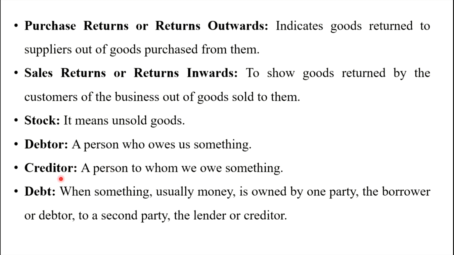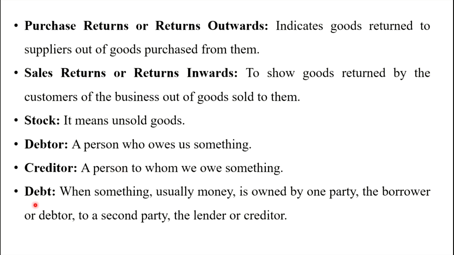Similarly, when we purchase anything on credit, that is our creditors. Creditors means a person to whom we owe something, and he remains a creditor till the amount owing to him is paid in full. We are going to see sundry debtors, sundry creditors, and bills payable and bills receivable again in the next videos.